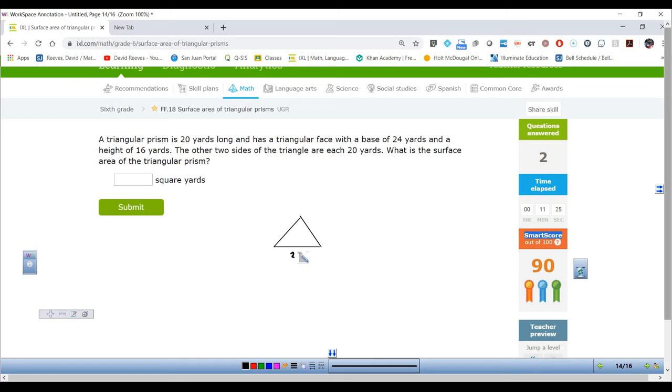It's 24 yards? And it says these two are each 20. So IXL once again is sticking with that isosceles triangle. It's isosceles when those two are the same. All right, and then it says the prism is 20 yards long. What that means is from one base to the other base is going to be 20 yards.